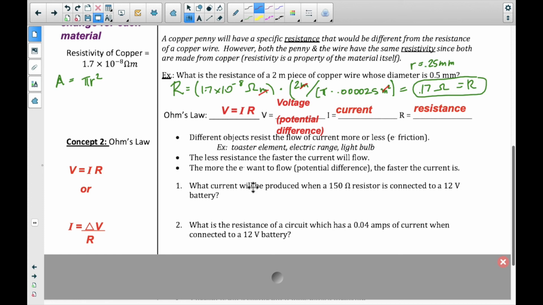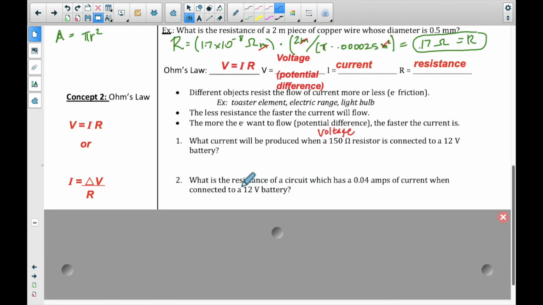The more electrons that you want to flow, that's called the potential difference. That's voltage. Then you have a faster current. So if you have a bigger battery, you're going to have more current. Okay, let's look at some problems that are basically just figuring out how to plug stuff into our equations.